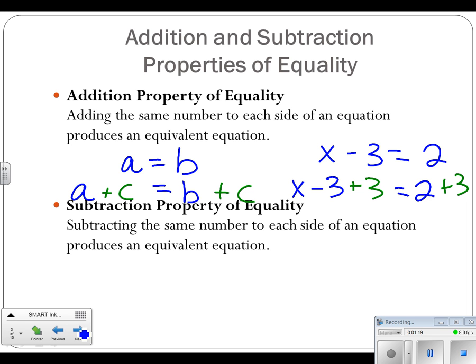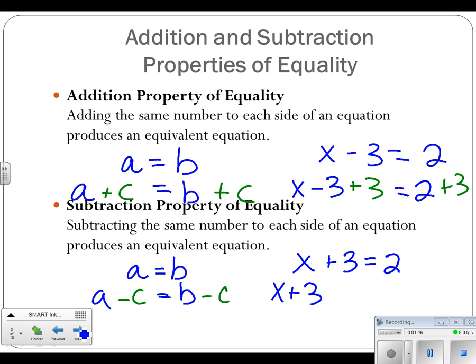The subtraction property of equality states the same thing, however, with subtracting. Subtracting the same number from each side of an equation produces an equivalent equation. So if we had A is the same as B, and we take away a value, let's say C, from the left, and we do the same to the right, it remains true. For example, if I had x plus 3 is the same as 2, and I subtract 3 from the left, and do the same to the right, it would remain true. And essentially, whatever we do to one side, we do to the other.